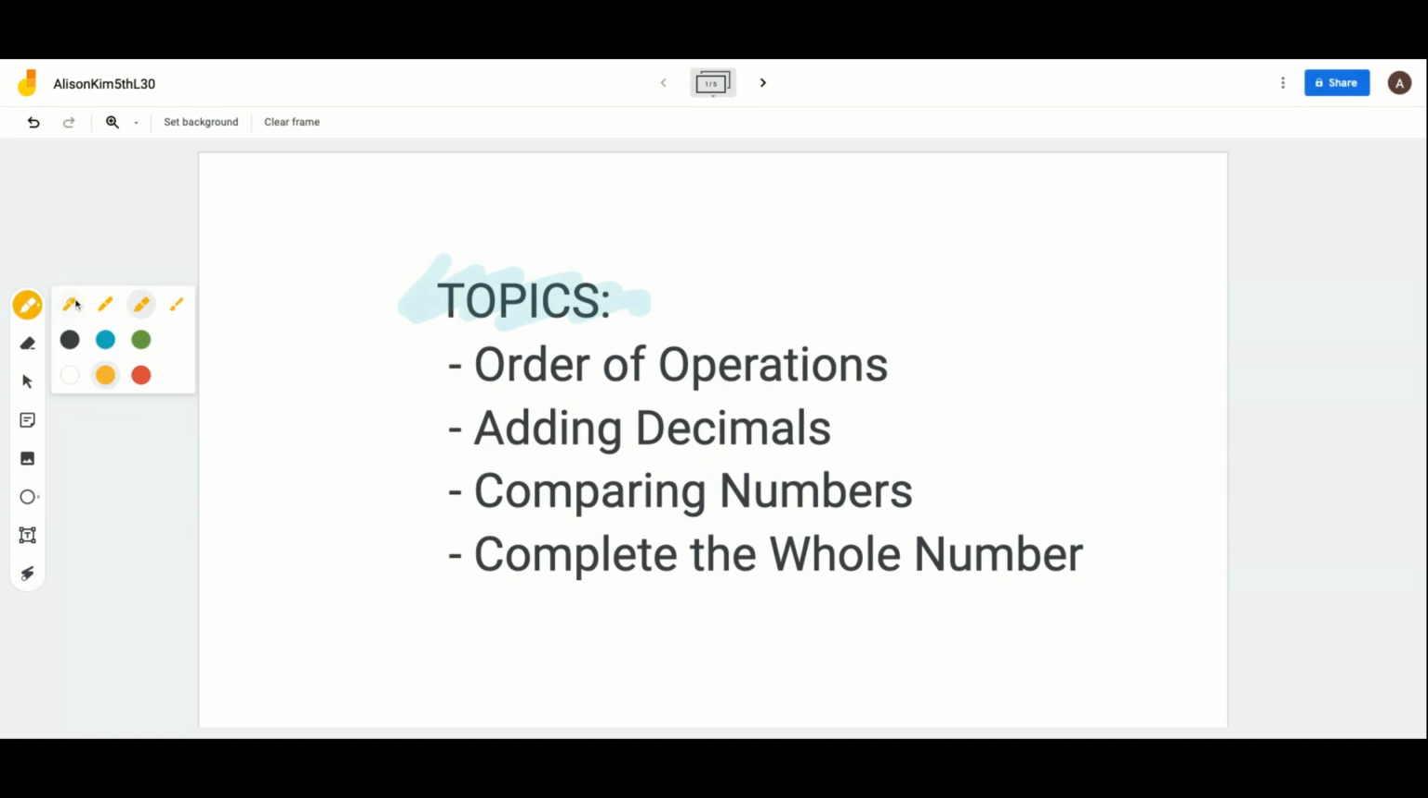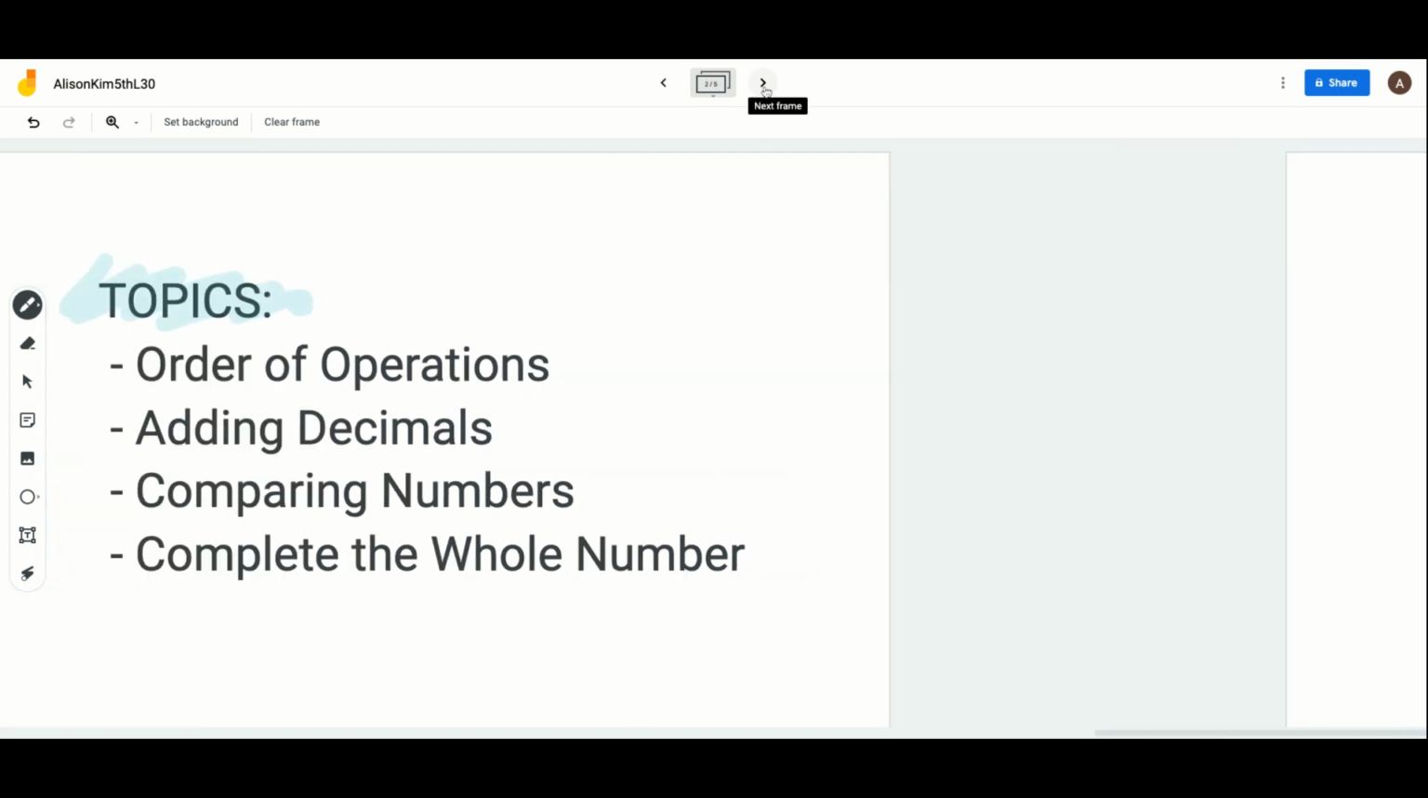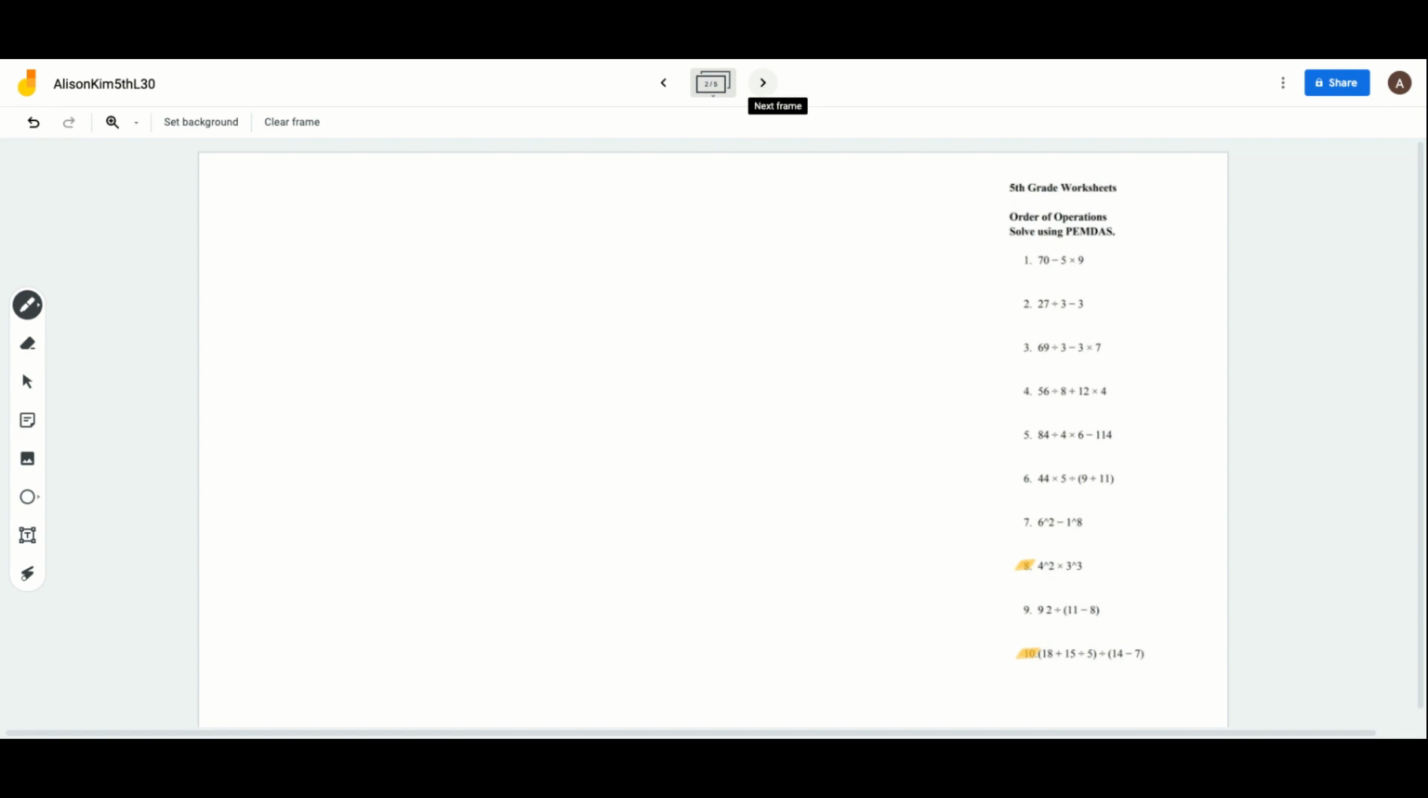Fifth graders. Today's topics are going to be order of operations, adding decimals, comparing numbers, and completing the whole number. And we're going to get started with order of operations.